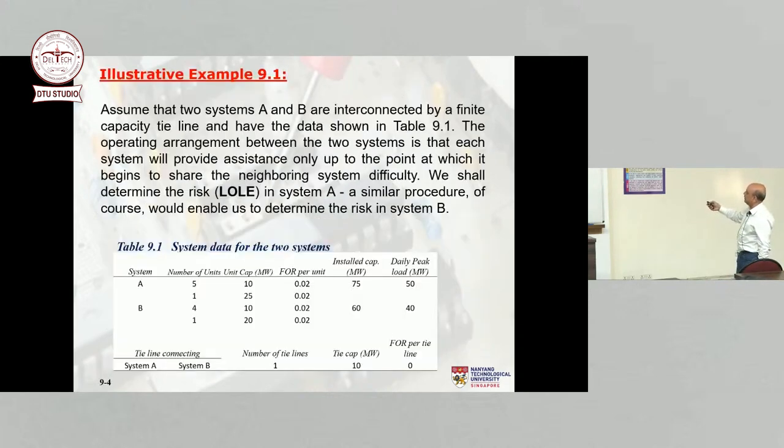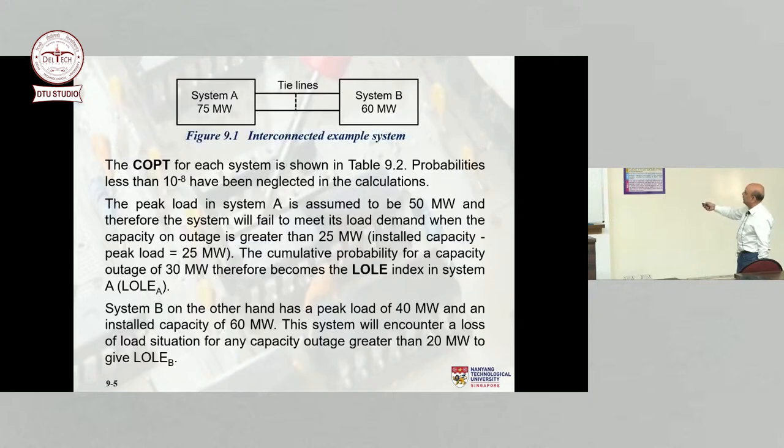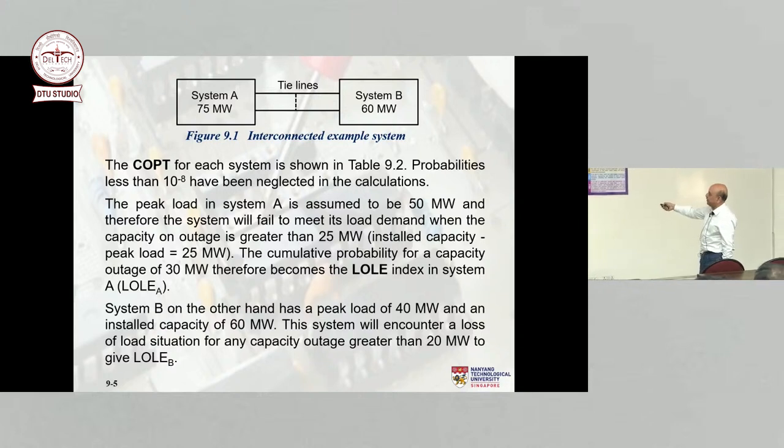So the LOLE index in system A is the cumulative probability for capacity outage of 30 megawatt. Similarly, the LOLE in system B is the cumulative probability of any capacity outage greater than 20 megawatt. Okay, so we know the numbers there.